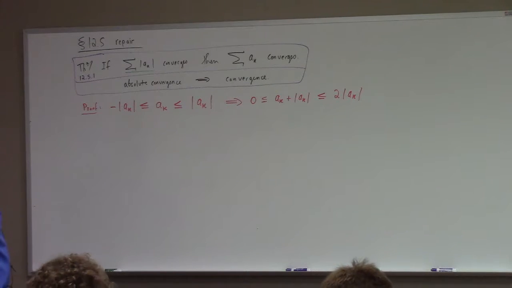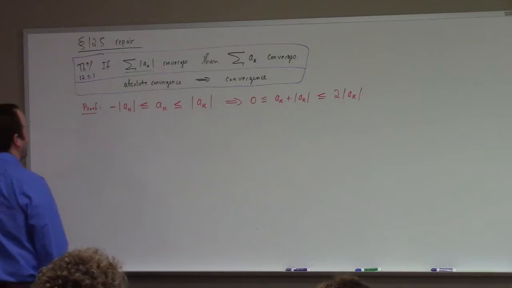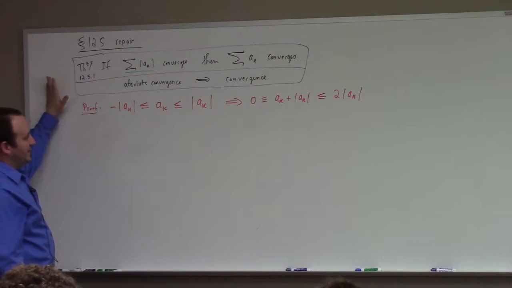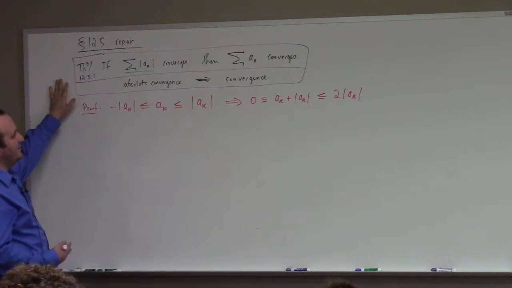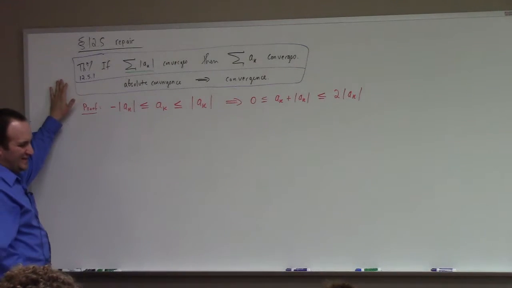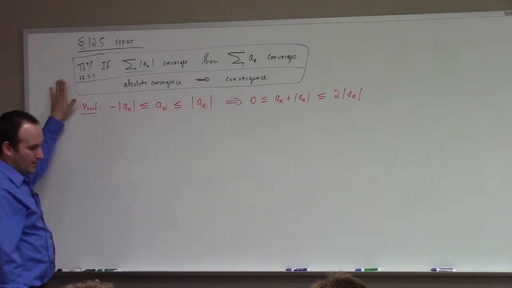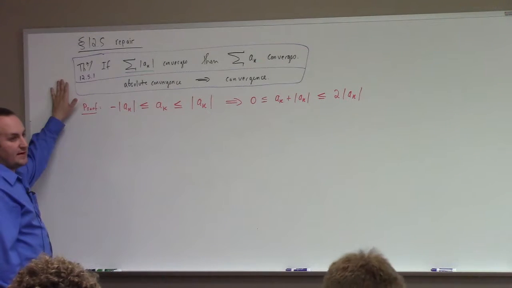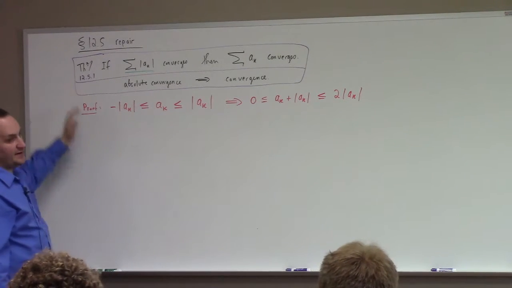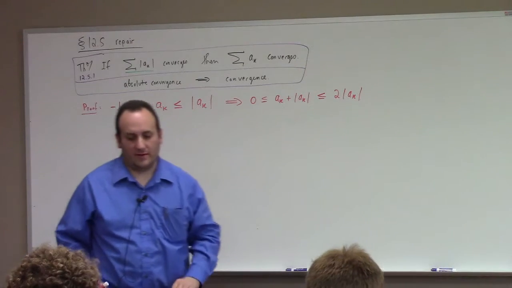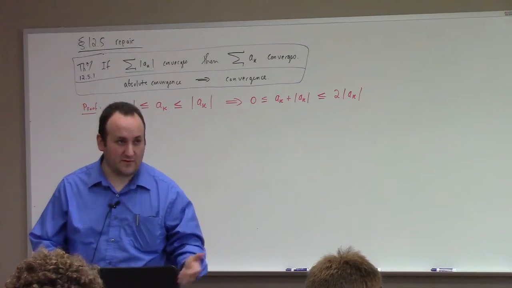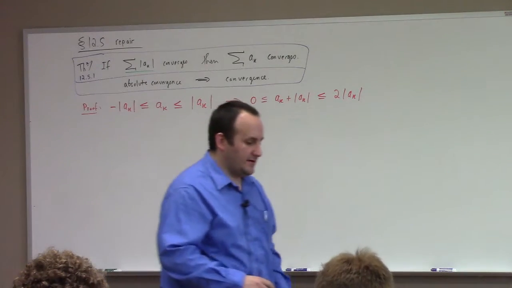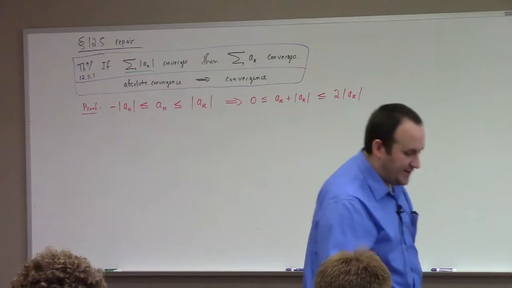I'm hopeful. Section 12.5, repair. So, first of all, I should mention to you the definition of absolute convergence. The way I said it yesterday was a little bit muddled. To be clear, a series is absolutely convergent if the series of absolute values converges. So the sum of a sub k is absolutely convergent if and only if the sum of the absolute value of a sub k converges.